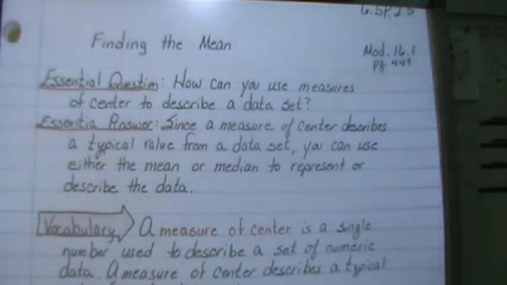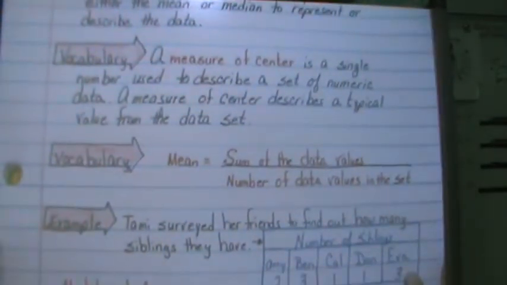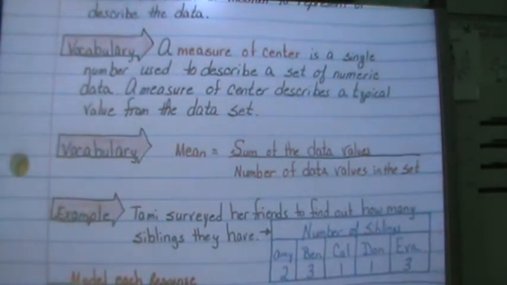And the essential question for Module 16.1 is, how can you use measurements of center to describe a data set? Well, your essential answer is, since a measure of center describes a typical value of the data set, you can use either the mean or the median to represent or describe the data. Your vocabulary: a measure of center. A measure of center is a single number used to describe a set of numerical data.